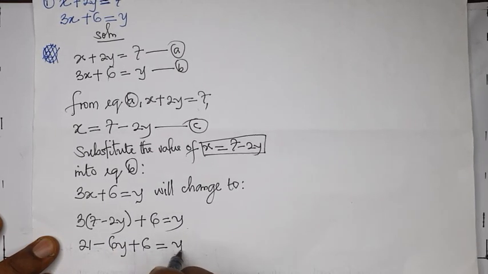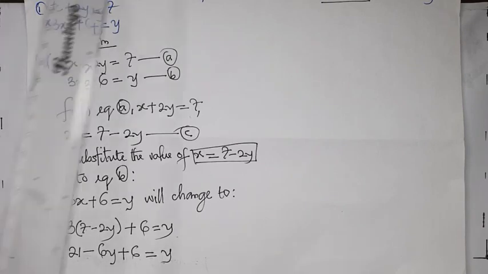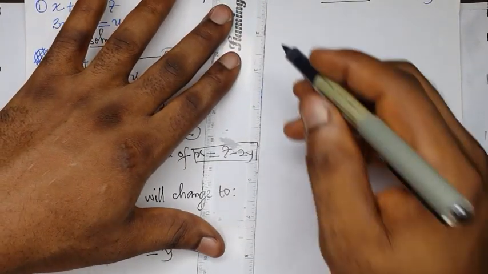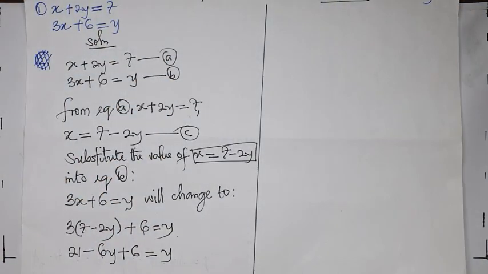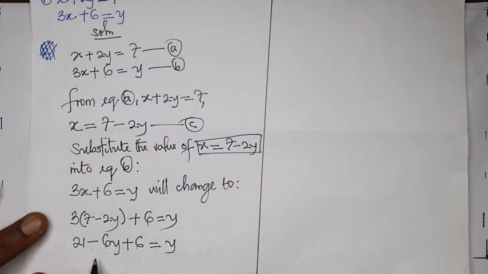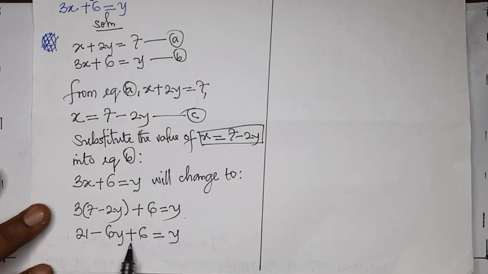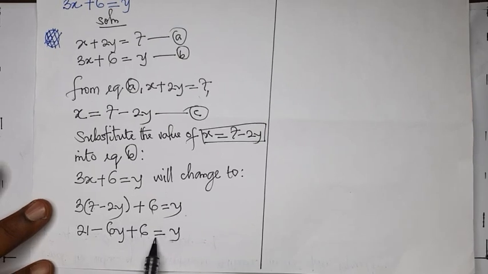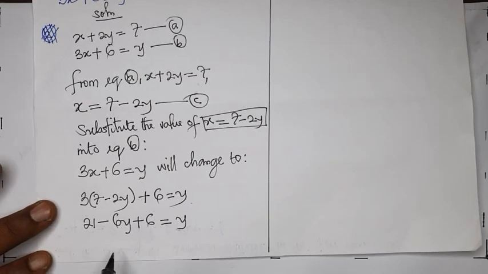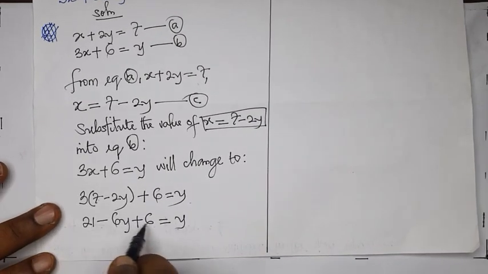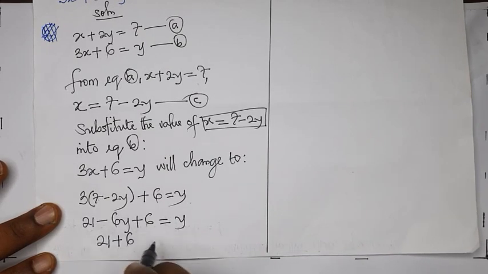is equal to y. Obviously, I know what you're thinking, and that is, it is time to collect like terms. Yes, you are correct. So since I have 21 minus 6y plus 6 is equal to y, it's time to collect like terms. If I do that right now, it's going to be 21 and 6 on the left. So 21 plus 6 remains on the left is equal to y.